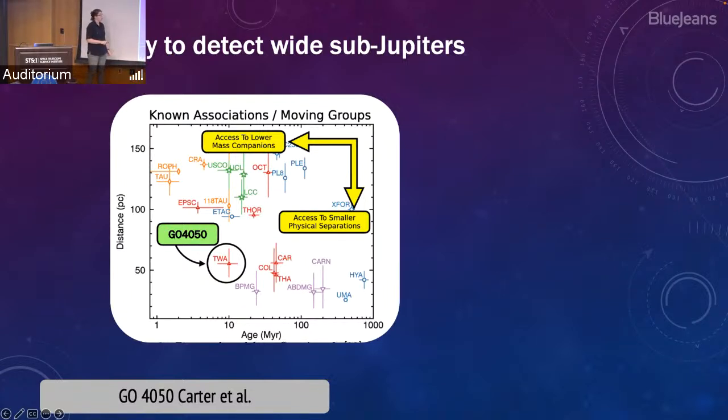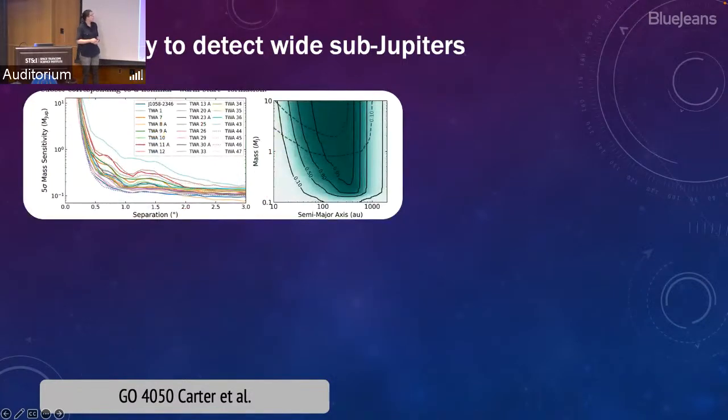So TW Hydra provides kind of the ideal compromise between these two factors that are both really important for direct imaging. Aaron's leading this program, which is going to image a number of these objects in TW Hydra, and we expect to get planet completeness rates something like this. You can see we actually dig all the way down to sub-Jupiter and even Saturn mass planets with relatively high completeness at the most massive separations.